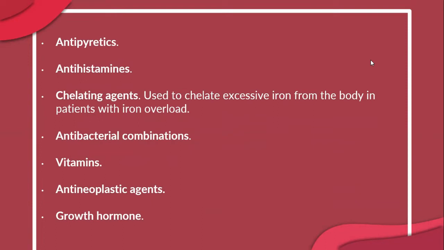Pharmacological management includes antipyretics, antihistamines, and chelating agents. Chelating agents are used to chelate excessive iron from the body in patients with iron overload. Next are antibacterial combinations, vitamins, anti-neoplastic agents, and growth hormone.